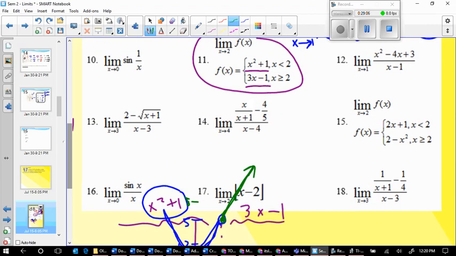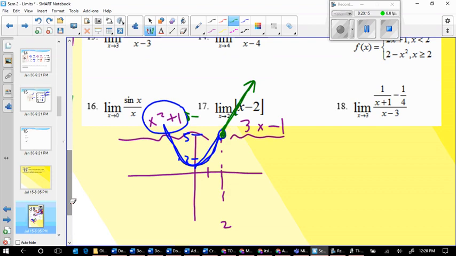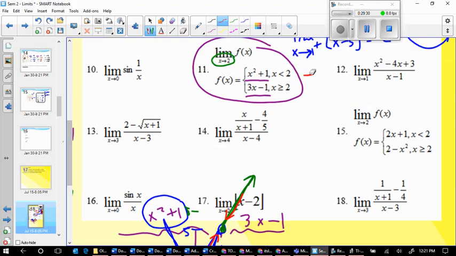Okay, and so now that I have that, I can again look at this graphically to see where my graph is approaching as x is approaching 2. So as x is approaching 2, I can see from this side that my y values are approaching 5. And from this side over here, I can see that my y values are also approaching 5. And so this limit is equal to 5, graphically.